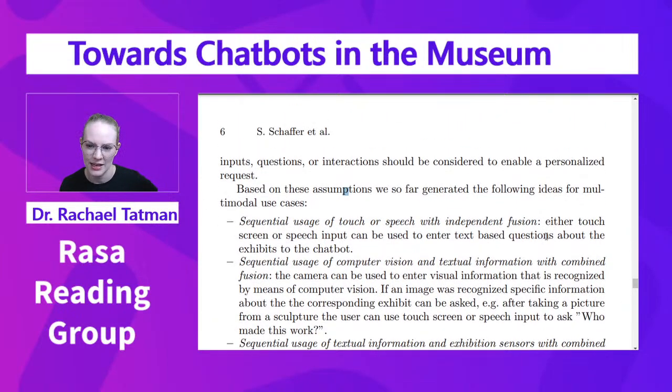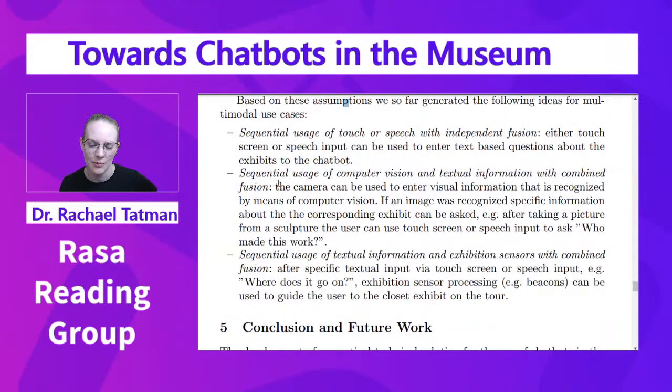Sequential use of computer vision and textual information with combined fusion. The camera can be used to enter visual information that is recognized by means of computer vision. If an image was recognized, specific information about the corresponding exhibit can be asked. E.g., after taking a picture of a sculpture, the user can use the touchscreen and speech input to ask who made this work. And then, sequential use of textual information and exhibition sensors with combined fusion. After specific textual input via touchscreen or speech input, e.g., where does it go on, exhibition sensor processing, e.g. beacons, can be used to guide the user to the closest exhibit on the tour. Okay, so this is somebody asking, hey, how should I move through this exhibition?